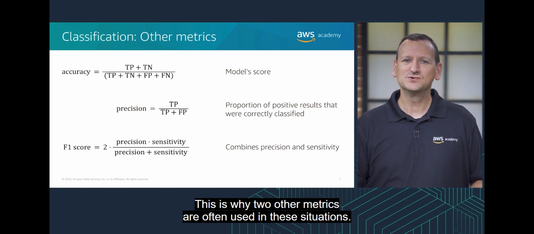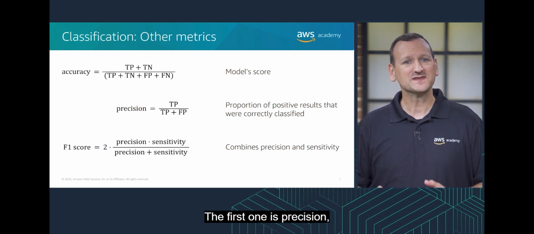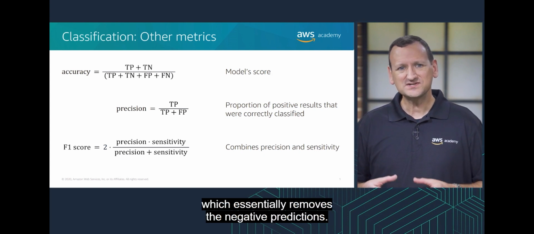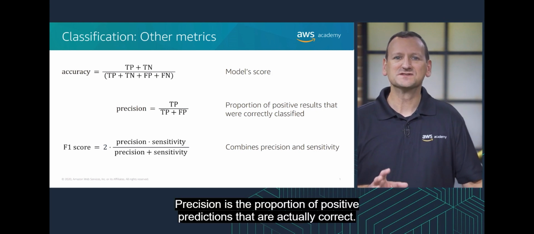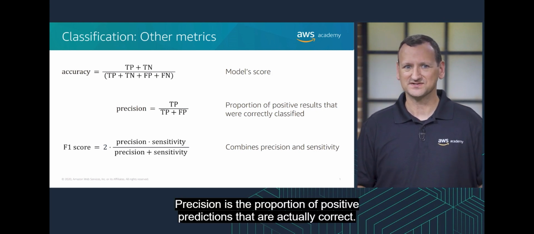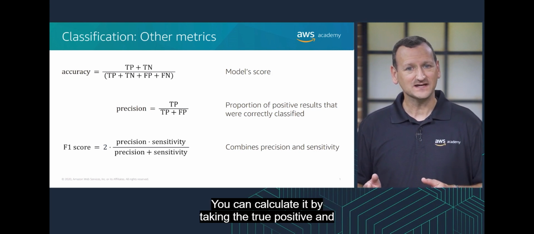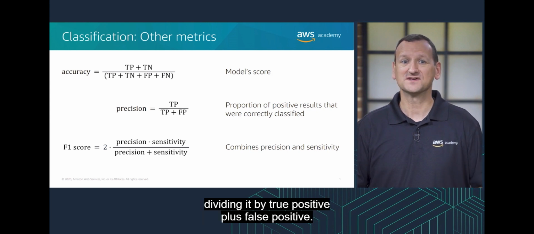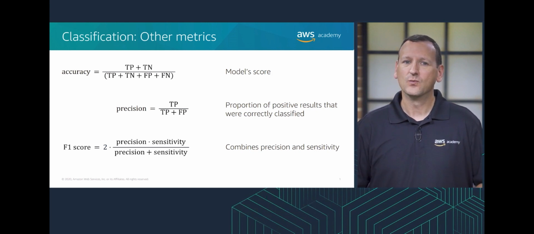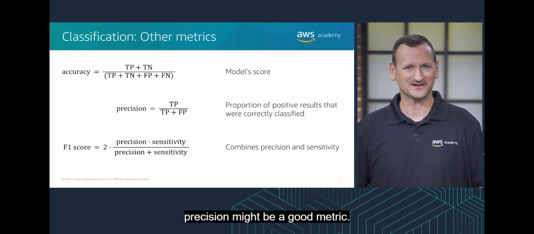This is why 2 other metrics are often used in these situations. The first one is precision, which essentially removes the negative predictions. Precision is the proportion of positive predictions that are actually correct. You can calculate it by taking the true positive and dividing it by true positive plus false positive. When the cost of false positives is high in your particular business situation, precision might be a good metric.